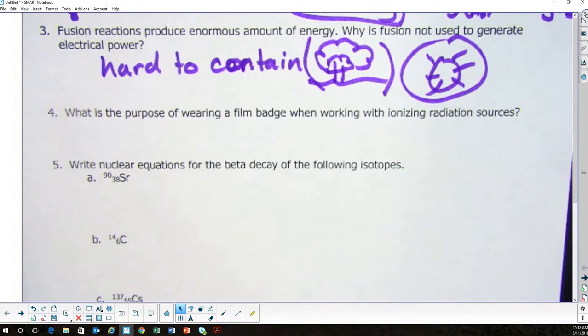So if I get exposed to too much, the film badge will change colors, and then my supervisor says, you are now released to go home, and you can't come back for 2 to 10 days because you've had too much radiation. So your job is to try and not get that to change because you want to work, right? So it's a twofold thing. It helps me know when I've been exposed to too much, and it helps my employer to know, and it saves me from being exposed to too much. Because I can look down and, oh, my badge is starting to change. Whatever I'm doing is wrong.